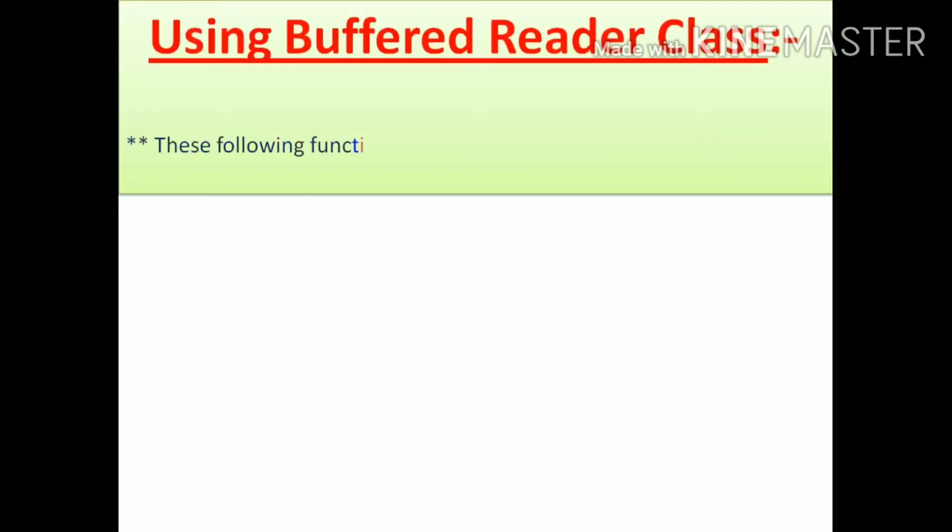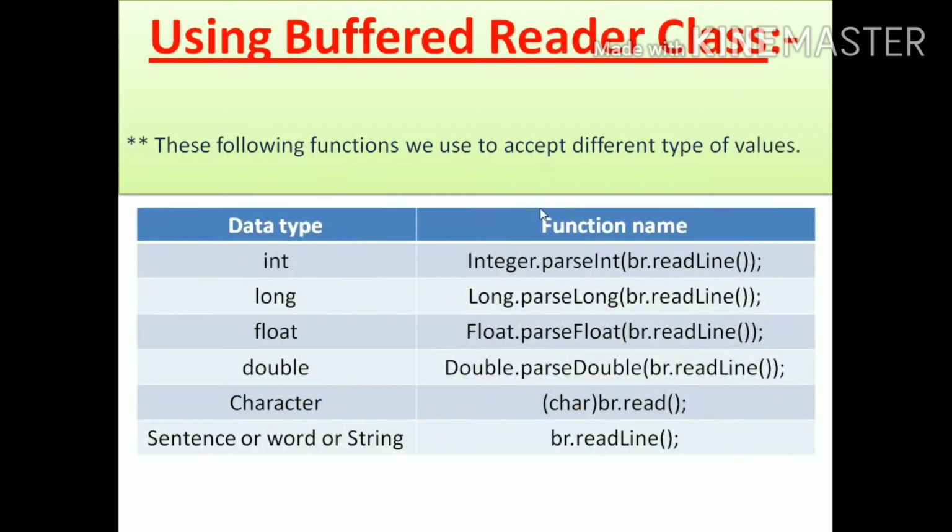Using the BufferedReader class, we use the following functions to accept different types of values. When you have to accept an int value, you write Integer.parseInt(br.readLine()). For a long value, Long.parseLong(br.readLine()). For a float value, Float.parseFloat(br.readLine()). For a double value, Double.parseDouble(br.readLine()). Just see, every time parse is the same, and br.readLine is the same; only Integer and int differ.